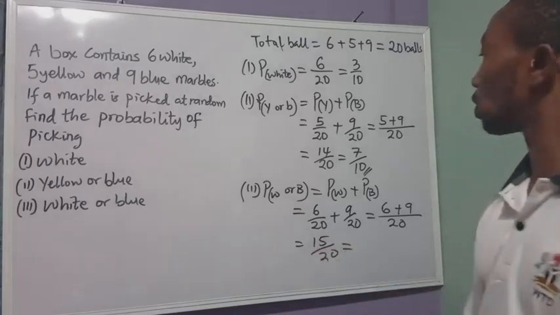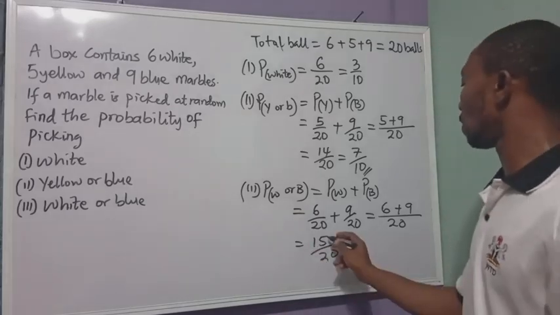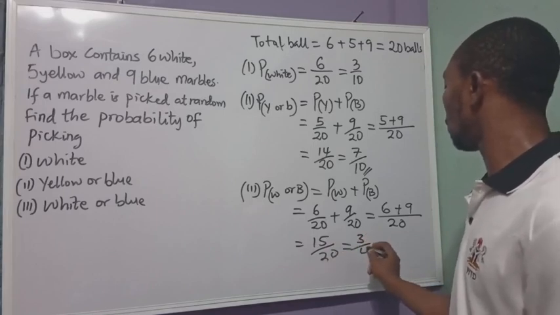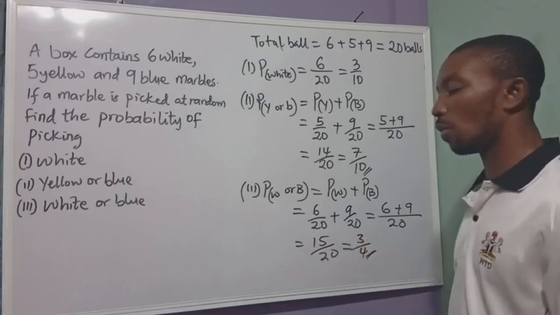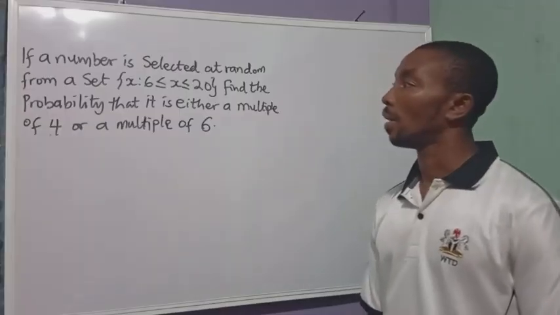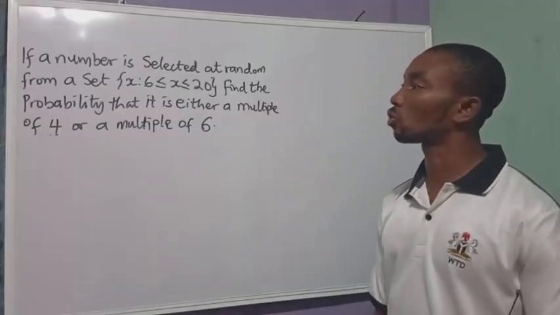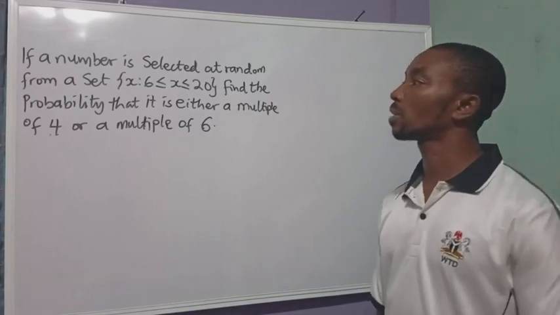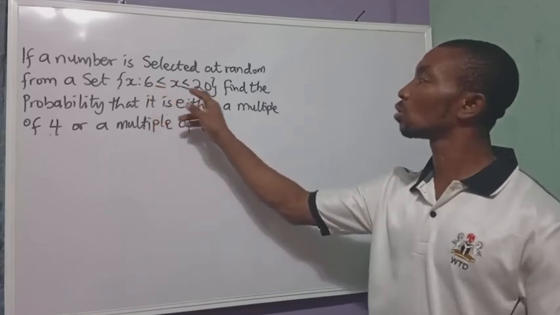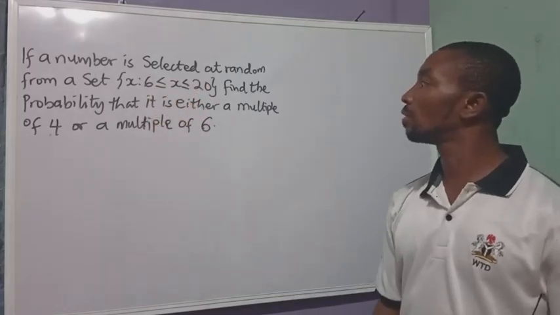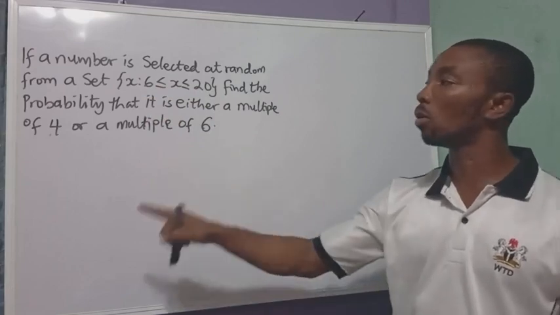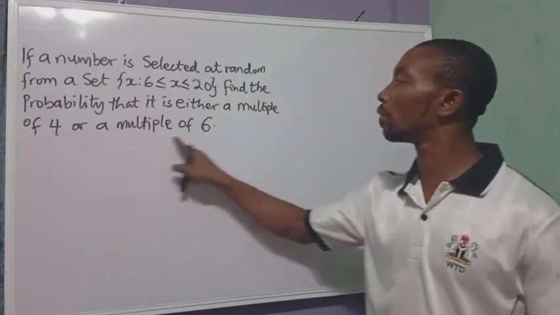So if we break it down to its lowest term, it will give us 5 here, 3, 5 here, 4, 3 over 4. Our second question says, if a number is selected at random from a set of x ranges between 6 to 20 inclusive, find the probability that it is either a multiple of 4 or a multiple of 6.